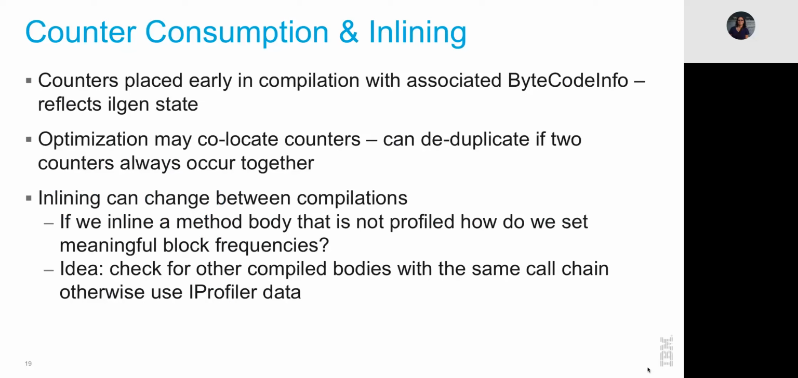In this algorithm, counters are placed very early in the compilation phase with associated bytecode info that reflects the ILGen state. And optimization can co-locate or deduplicate the counters. As we have already minimized the number of counters that we are putting in the control flow graph, we are not limited when we want to apply certain optimizations, which we were in the case of JProfiler.